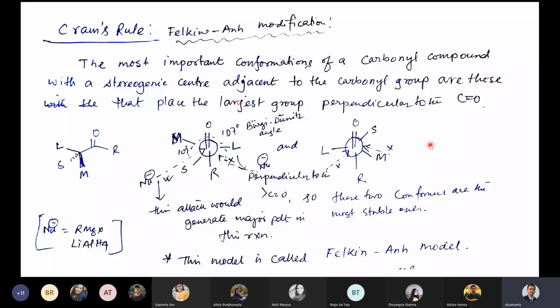Got it? In this case, you will get one product where the nucleophile is attacking from here. Now this product versus this product, which one will be major? This one, because in this case the nucleophile is attacking from the small group, and in this case the nucleophile is attacking from the medium group. In this case it will face a little bit more steric interaction compared to this case. So this will lead to the major product, this will lead to the minor product.